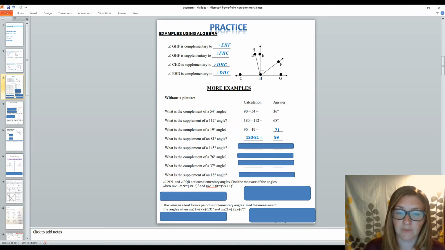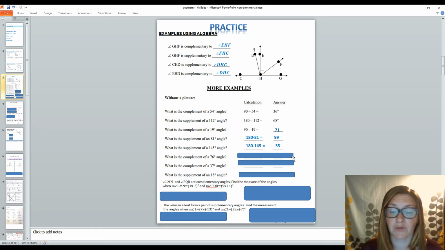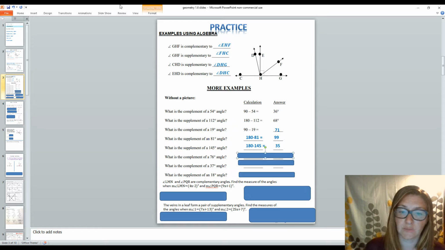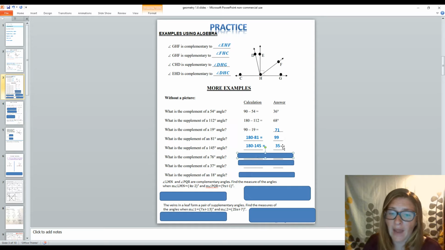All right, so the next one, they're asking for the supplement, so I'm subtracting from 180. My other piece or angle is 99 degrees. Still continuing asking for the supplement, so 180 minus 145 equals 35 degrees. 180 minus 145. And I like to show my work so I know what I'm doing for my calculation.